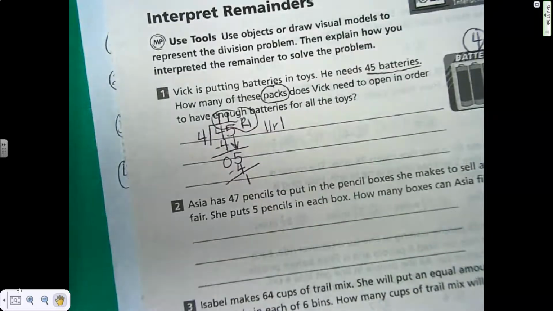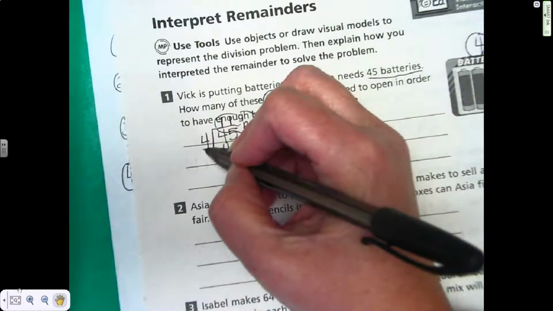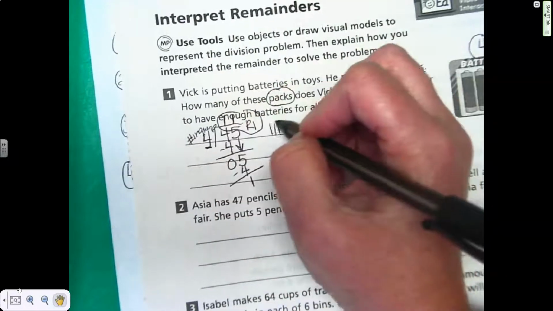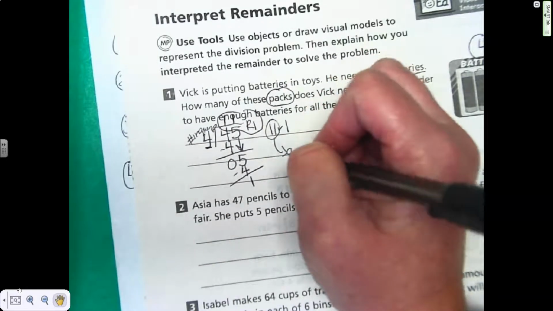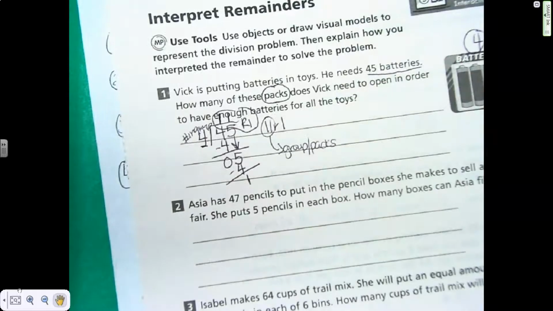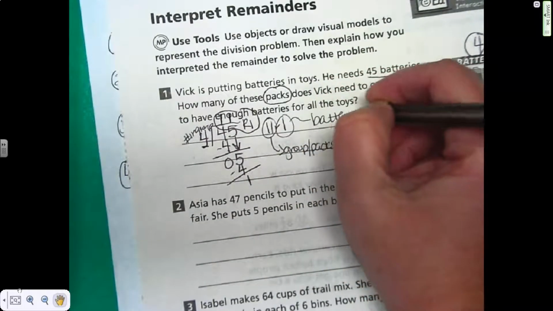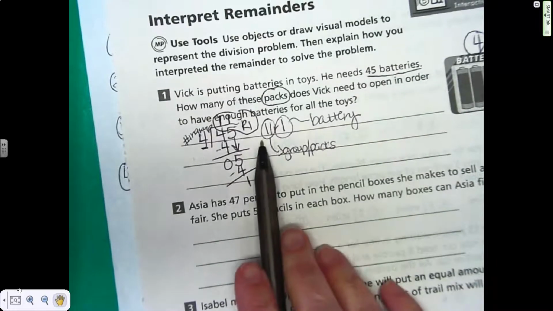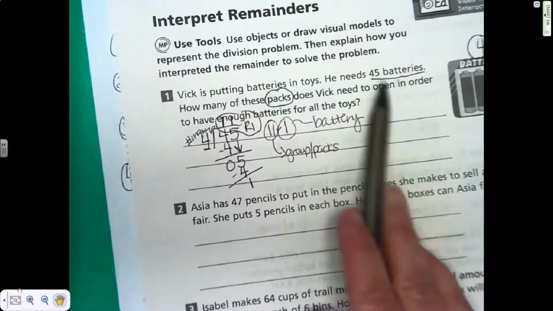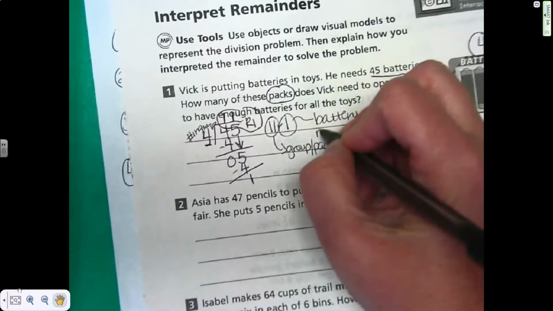So I have to think about what these numbers mean. Well, if 4 was the number in the group, then this 11 tells me this is the group. These are the packs of batteries. And this 1 means there is still 1 battery that I'm going to need. Because if I only open 11 packs, I would only have 44 batteries, and I need 45. So this is 1 battery that I still need.